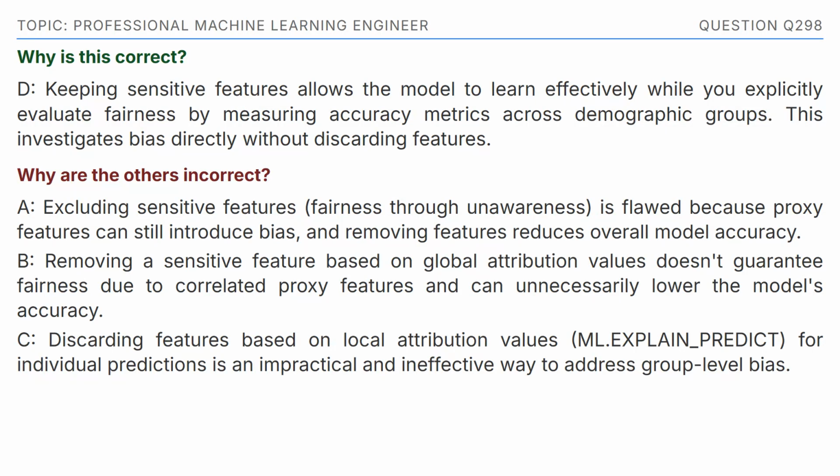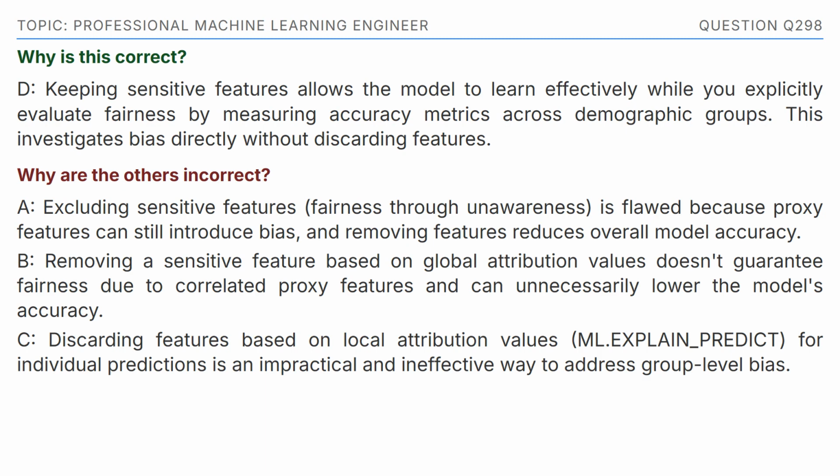Why is this correct? D. Keeping sensitive features allows the model to learn effectively while you explicitly evaluate fairness by measuring accuracy metrics across demographic groups. This investigates bias directly without discarding features.